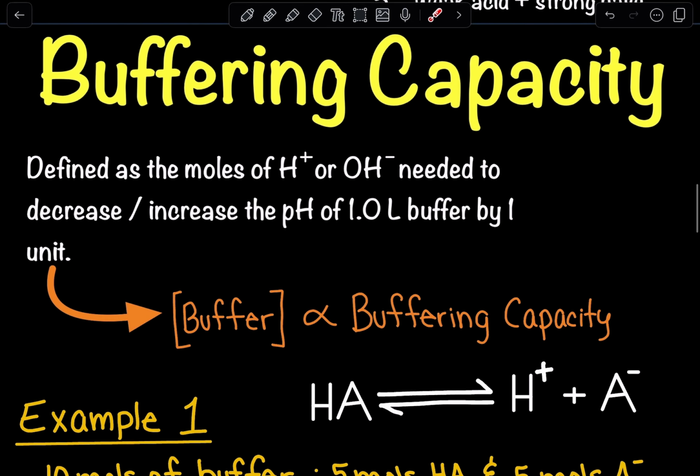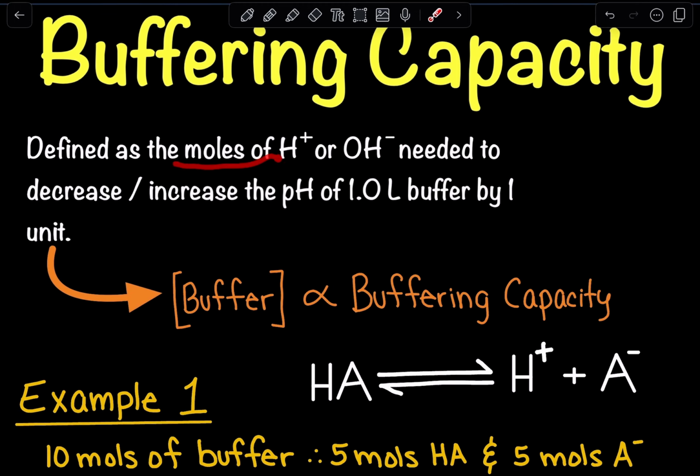Now, theoretically, the textbook definition of buffering capacity is defined as the moles of H plus or OH minus needed to decrease or increase the pH of 1 liter buffer by 1 unit. Now, H plus denotes acid and OH minus denotes base. If we're adding in acid, we are going to decrease the pH. If we're adding in OH minus, we're going to increase the pH. So we're understanding how much of acid or base we need to deviate 1 liter of buffer by 1 pH unit. And this will make sense once we go over the 2 examples.